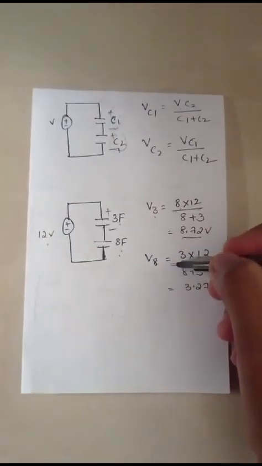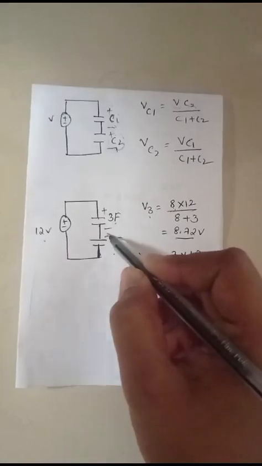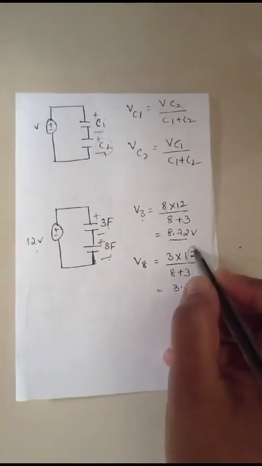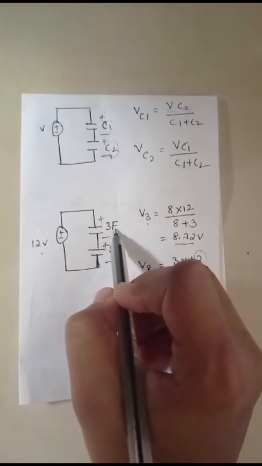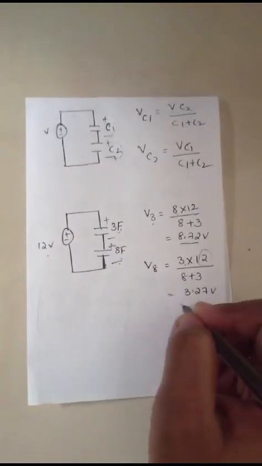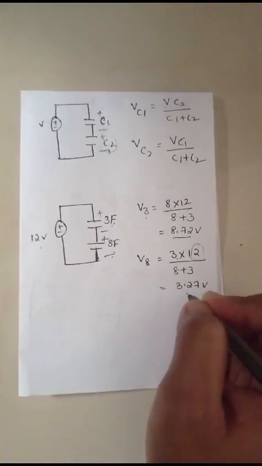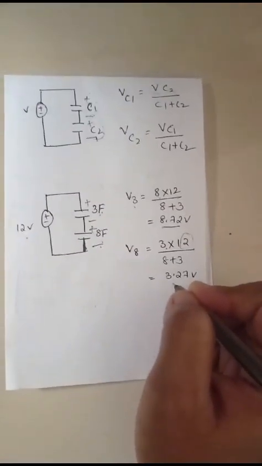If you want the voltage across 8 farad, then multiply the total voltage into the other capacitor, which is 3, by 8 plus 3. That is 3.27 volts. I hope you understood the difference.